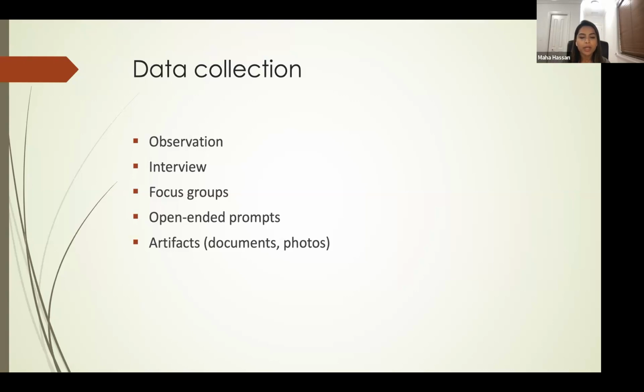The interview can be one-on-one interview, in-depth interview, focus groups. Focus groups are basically a discussion where you have four or five people or even more sitting around a table, and you basically discuss with them. So you're asking questions, that brings up some discussion points, and you're discussing with them and you record it. You use open-ended prompts, you never use closed-ended prompts. You let them decide what they want to say. You never put words in their mouths. That is the rule for qualitative research. And then artifacts, of course, if there are any documents, any photos that you think might support your case studies, we use documents, we use photos. Whatever can support your research, you collect that.